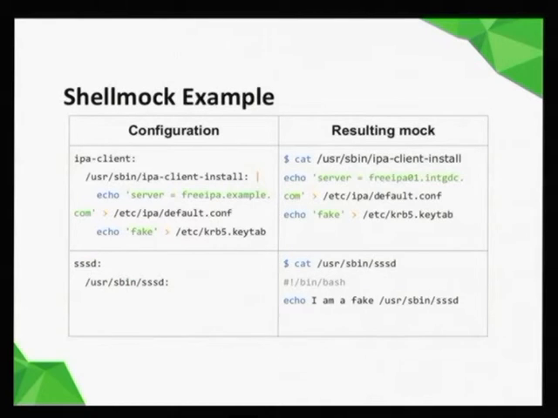So to give you a mock little picture, it's a real example that we are using. Package ipa-client-install in a test scenario: we definitely don't want to register the container in FreeIPA. So we just simply mock it out, and the resulting mock will contain a very simple bash script to just fulfill the configuration files and so on.